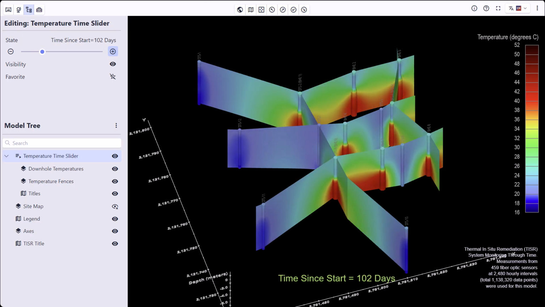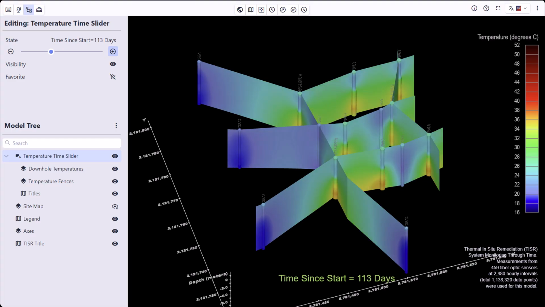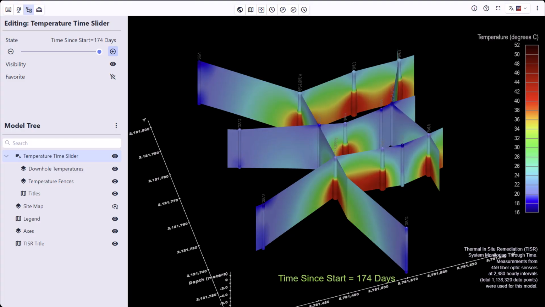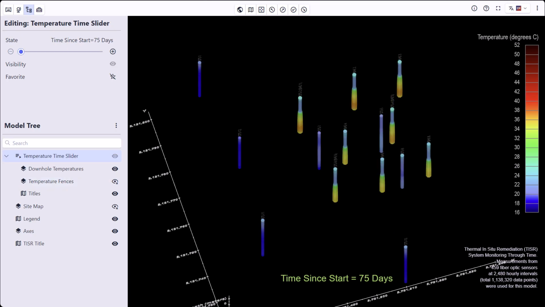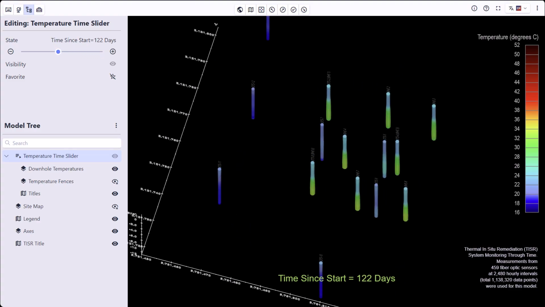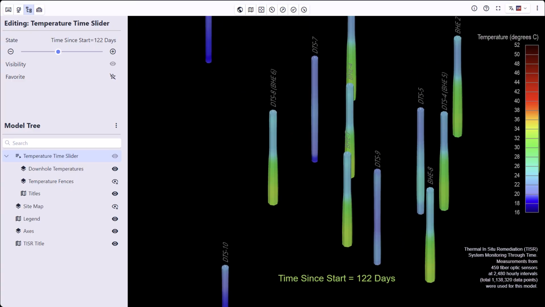The raw data are shown in the borings, and the fences use kriging to interpolate temperatures between borings. We have turned off the kriging temperature fences to see the raw data from the fiber optic sensors in each boring. We have made the diameters of the data posts increase with increasing temperature values.